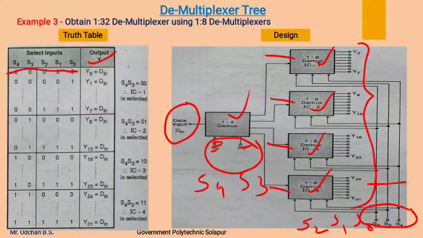Now here the S4 and S3 select lines will select any one of the 1:8 demultiplexers, and the S2, S1, S0 select lines select any one of the output lines of the selected demultiplexer. This is how we can design a 1:32 demultiplexer using 1:8 demultiplexers.